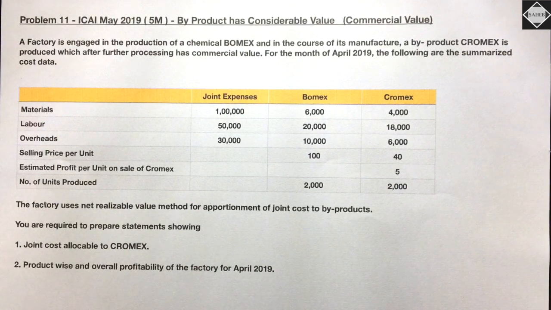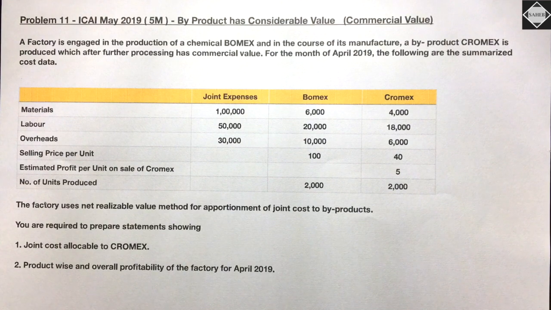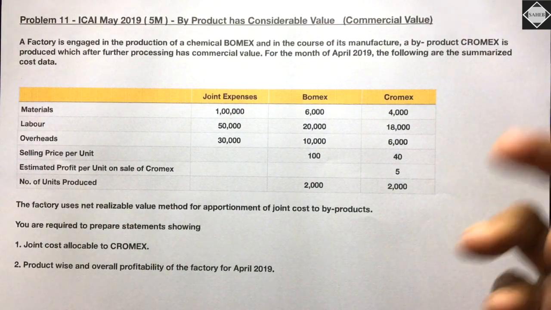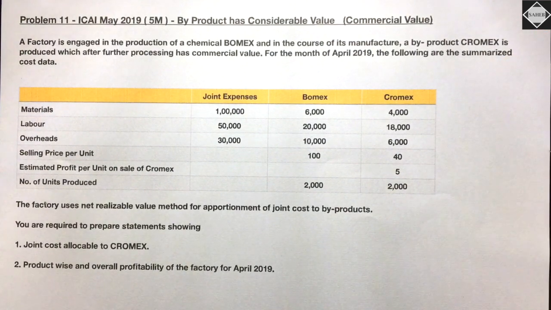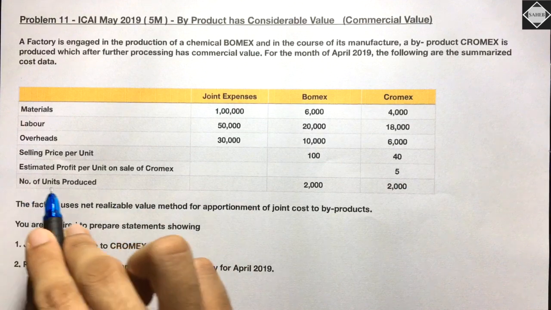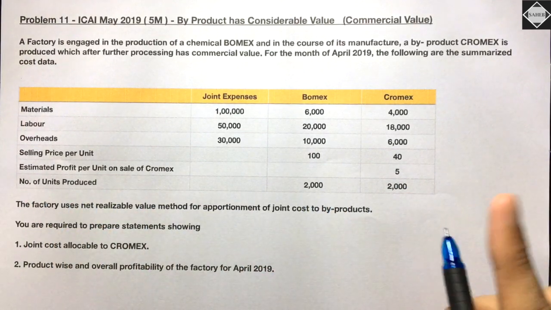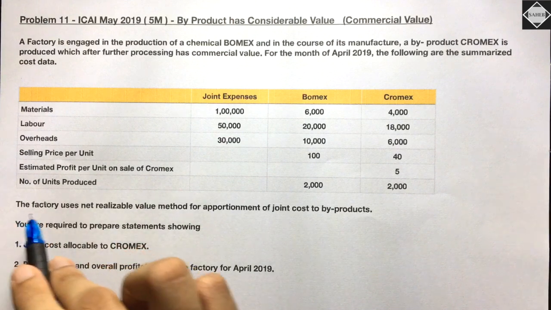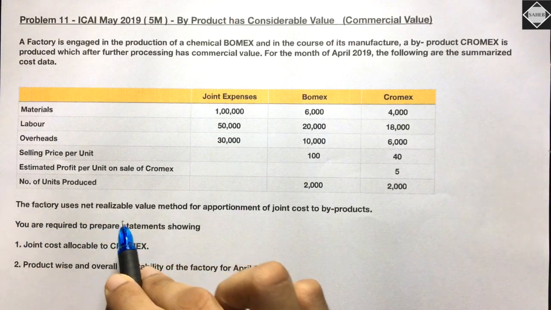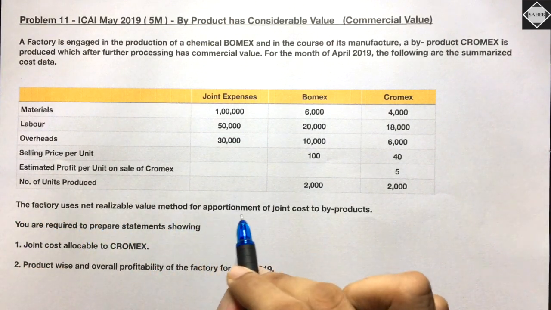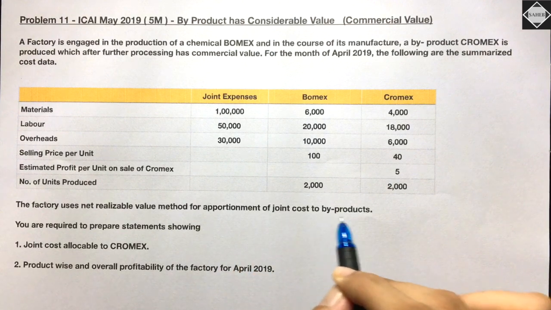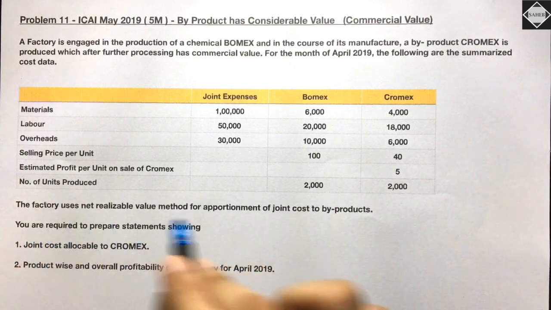So what does that mean? It gives you the idea right now over here. You're getting a hint that you might have to apply reverse cost method in this question. Which method? Reverse cost method. Okay, fine. And then see here, number of units produced 2000, 2000. Okay, fine. And then they are saying over here, the factory uses net realizable value method for apportionment of joint cost to byproducts. You see this line? This line is very important.